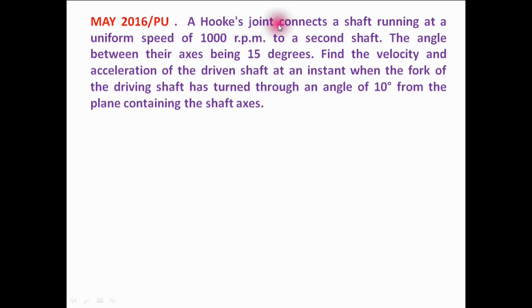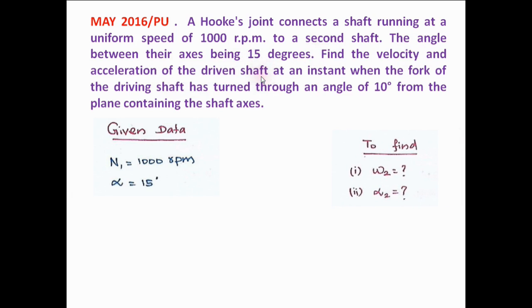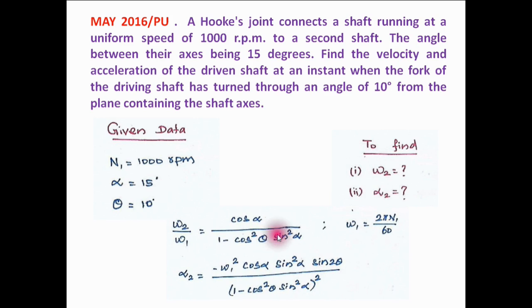A Hooke's joint connects a shaft running at a uniform speed of 1000 rpm. Input speed is 1000 rpm. The angle between their axes is 15 degrees. Alpha equal to 15 degrees. Find the velocity and acceleration of the driven shaft. That means we have to determine omega 2 and alpha 2 when the theta value is 10 degrees. To find out these values, we need only these three formulas.